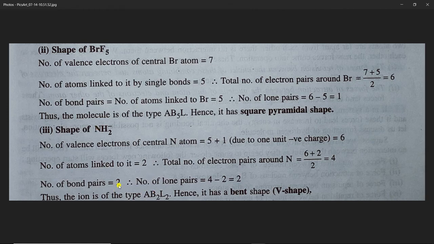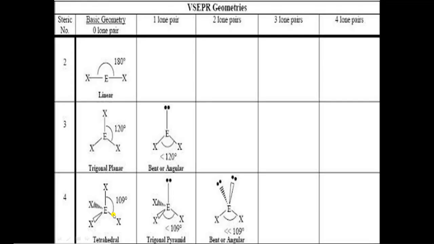So how many lone pairs are present? Electron pairs minus bond pairs. Electron pairs are (6 plus 2) divided by 2 is equal to 4. So 4 electron pairs are present, which means the geometry is tetrahedral. And as 2 lone pairs are present, because the number of electron pairs minus bond pairs is equal to lone pairs, that is equal to 2. So in tetrahedral geometry, if 2 lone pairs are present, then what will be the shape? It is bent shape.